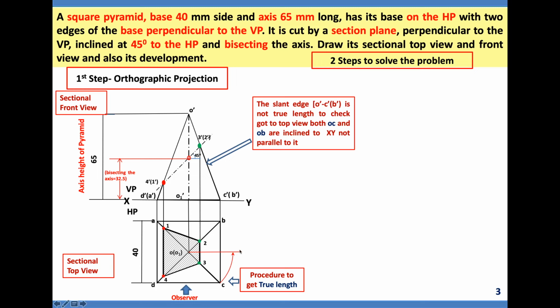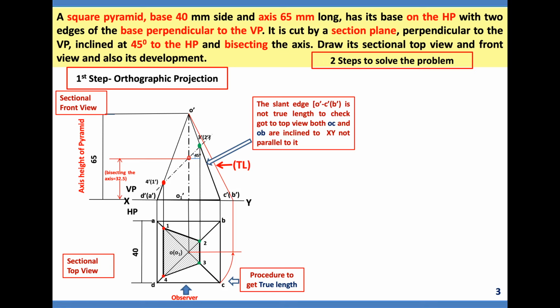From here, extend this line until it touches XY. The method of doing this is we are making this inclined line OC horizontal. Horizontal means parallel to XY. When it is parallel, its counterpart will be true length. We have stopped the line here. From this, join it to O dash. Whatever the new red line is, that is the true length. Now you can measure this true length, which will help us to do the development.